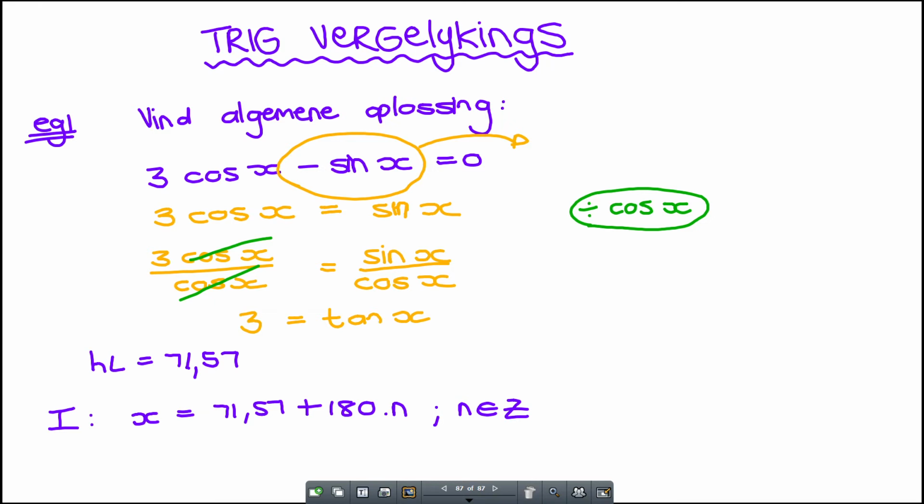Kom ons doen gou nog enetjie, kan ek maar skip? Anyone still copying? Okay. You can write example 2, find the general equation.